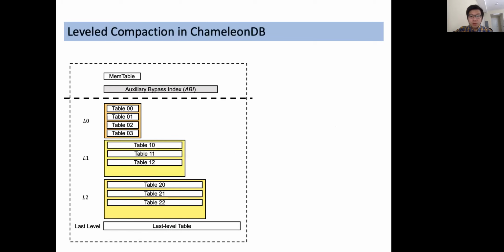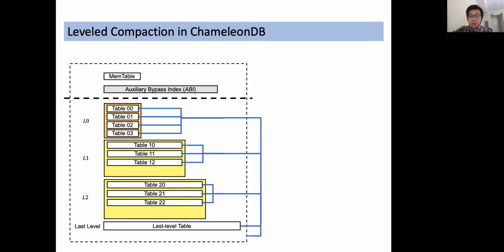Again, I recover the scene to this one, where level 0 is full, while both level 1 and level 2 already have 3 tables, and there are no other levels between level 2 and the last level. In such a situation, a direct compaction from level 0 to the last level will be triggered in ChameleonDB. To maintain only one table in the last level, we use level compaction for compactions to the last level.